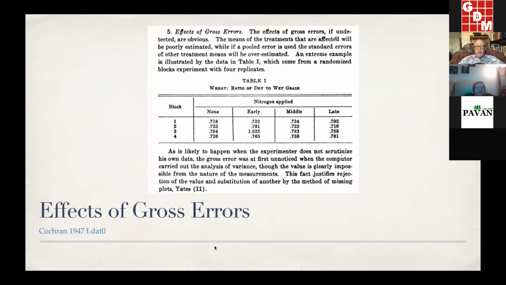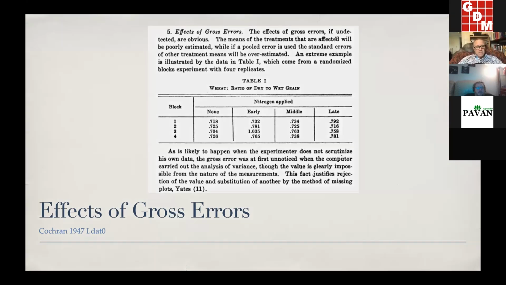So the first example that we'll look at is the effect of gross errors on the assumptions of the analysis of variance. And this comes from Cochran. It's his first example, table 1. And what he points out here is that there is an obvious value that's wrong. Okay, these are ratios of dry weight to wet weight. We can't have a value greater than 1. So that is clearly a gross error. And when we notice these, we can mark them as damaged or otherwise exclude them from the analysis.